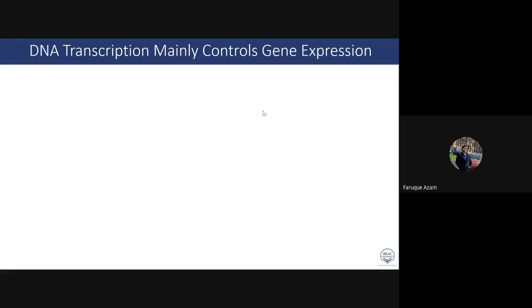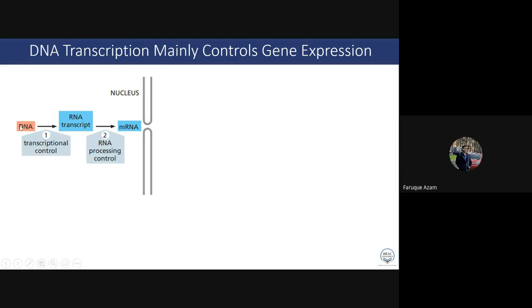The other mechanism could be that when it's translated into a protein, that protein can be inhibited, or the expression of the protein can be controlled. So in many steps this gene expression can be controlled, but if we control the transcription, then there's no need for other mechanisms. It controls the whole process. So we'll be seeing that.